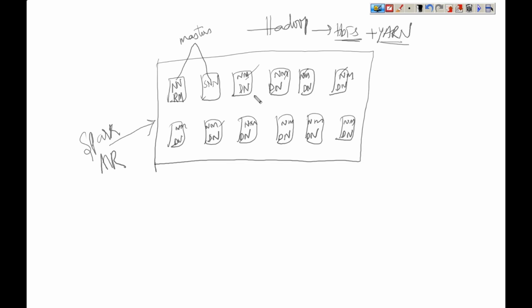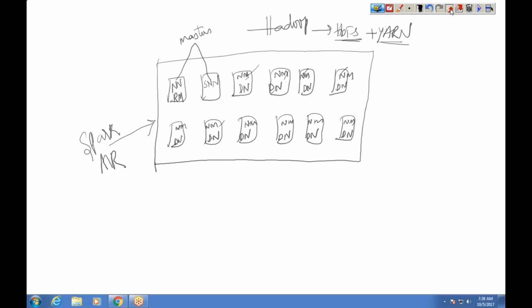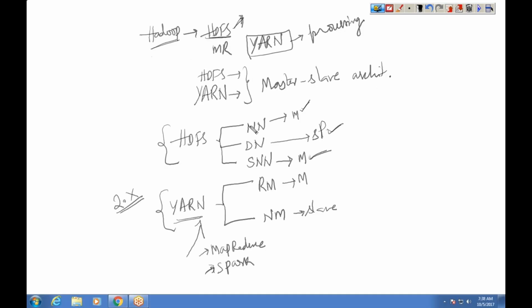No, sir. Name node is not part of yarn. It is part of HDFS only. Name node is the daemon of HDFS, not that of yarn. In yarn, you have the resource manager, and the other one is the node manager. Let me show you this. In HDFS: name node, secondary name node, data node. In yarn: resource manager and node manager. Got it. Okay.